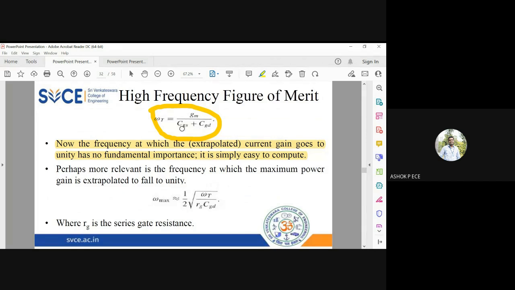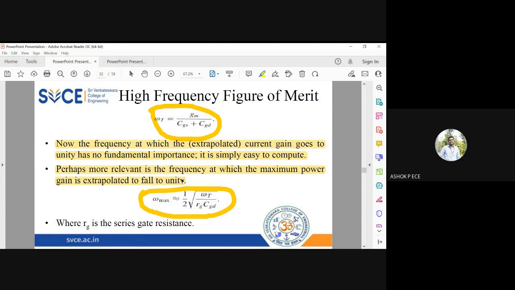CGS is between gate and source. CGD is between gate and drain. All these capacitances will determine the highest frequency at which the current gain becomes equal to unity. In the same way, if we equate the power gain to unity, we get this frequency of operation: omega max is approximately equal to half of the square root of omega T by Rg into CGD.